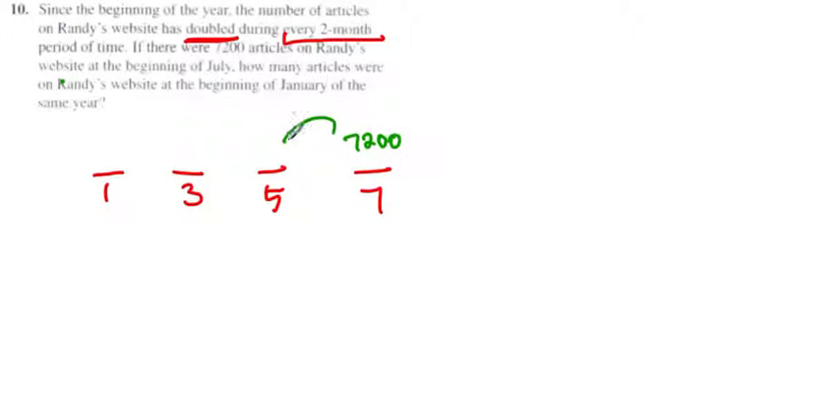Now if we go backwards, then instead of doubling it, we have to halve it. So we end up getting 3,600. And 2 months earlier it would have been 1,800. And 2 months earlier it would have been simply 900. Therefore, yes, our answer will be 900 articles.